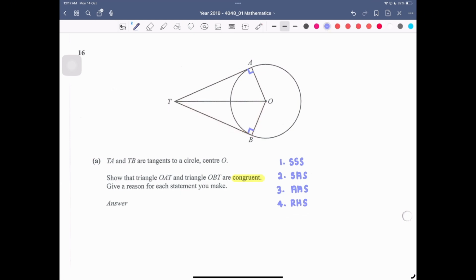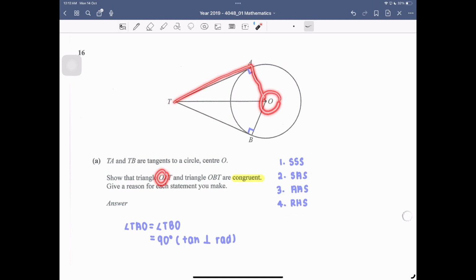So let me begin with the very first statement, which is angle TAO equals angle TBO equals 90 degrees, and the property is tangent perpendicular to the radius. Now take note, when you label the names, it must strictly come from the letters given. This angle I have to label as TAO, I have to use O. I cannot use TA something else. But anyway, for this one, there is no other letter you can use other than TAO.